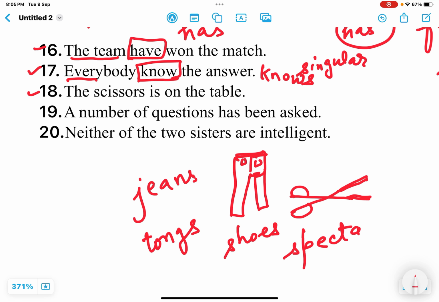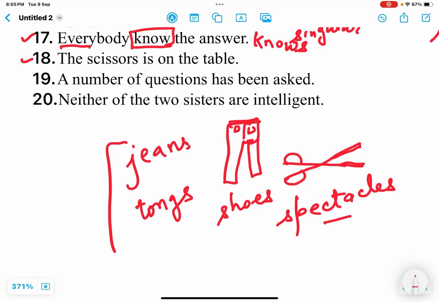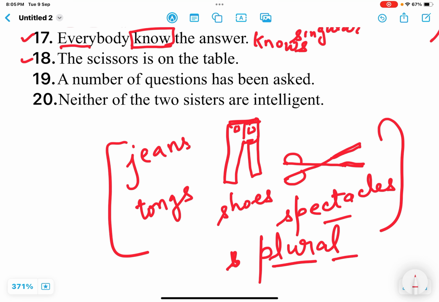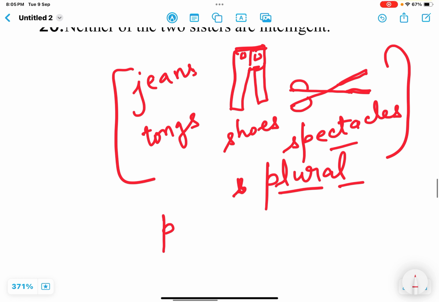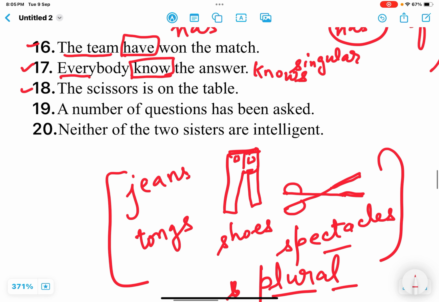Okay, so many other words are also there, like trousers, pants. So these nouns have two parts, so that is more than one. So these are always considered as, sorry, plural. Okay, I was writing singular. These are always considered as plural. But suppose we use a pair of jeans, then it is considered as singular. Okay, if only jeans is there, this will be considered as a plural subject.